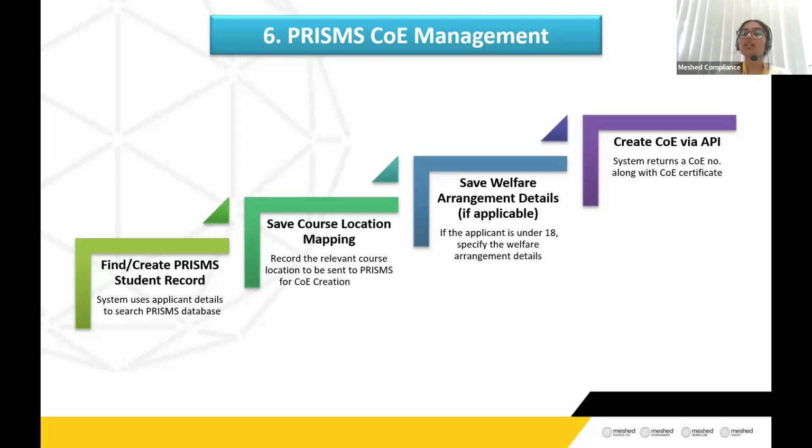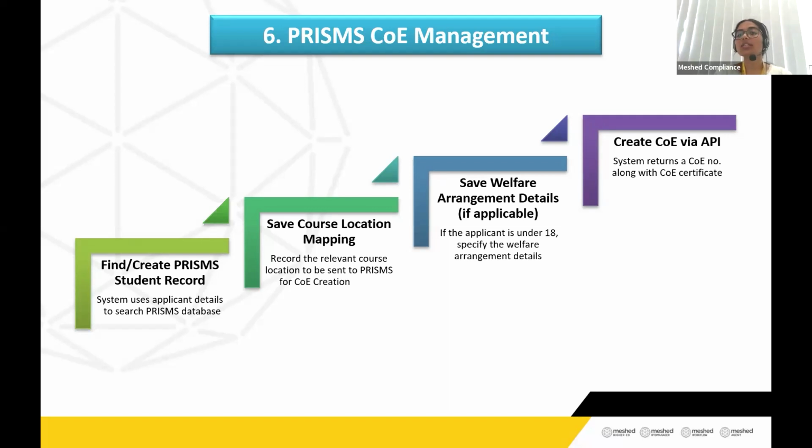Third step, which is required only if it is applicable for under 18 students, is to do the welfare arrangement details. Now, Binod talked about saving the welfare arrangement details when the provider is accepting the responsibility. However, in cases where the education provider or the institution does not accept the responsibility for arranging students' welfare, you also have an option to opt out, and the system will send the details as no. So in that case, the education provider has declared that they are not accepting the responsibility for any welfare arrangements.